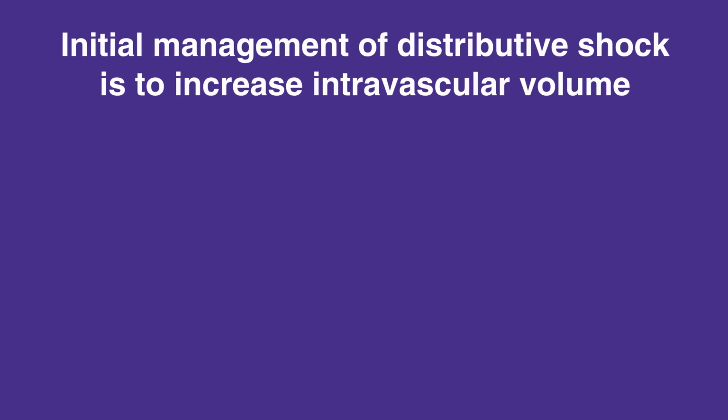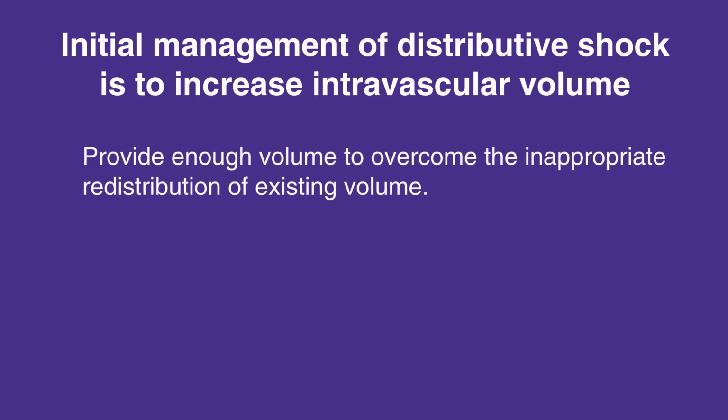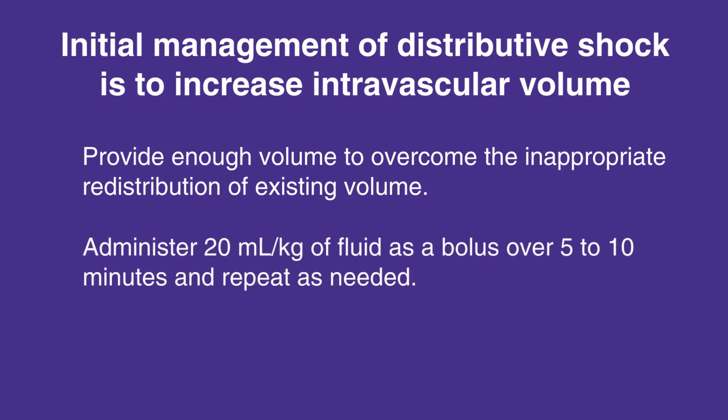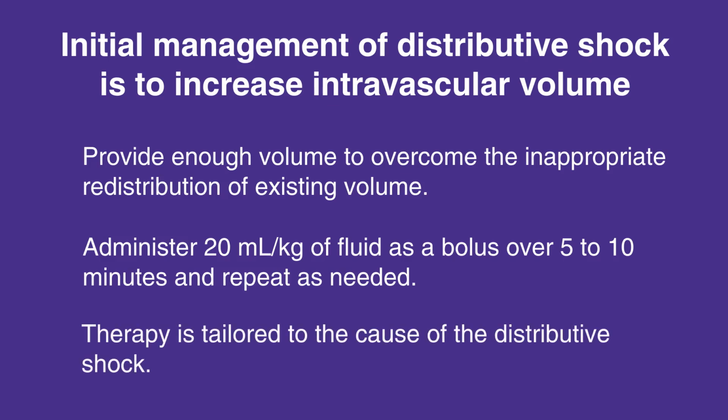The initial management of distributive shock is to increase intravascular volume. The intent is to provide enough volume to overcome the inappropriate redistribution of existing volume. To do so, administer 20 milliliters per kilogram of fluid as a bolus over 5 to 10 minutes and repeat as needed. Beyond initial management, therapy is tailored to the cause of the distributive shock.